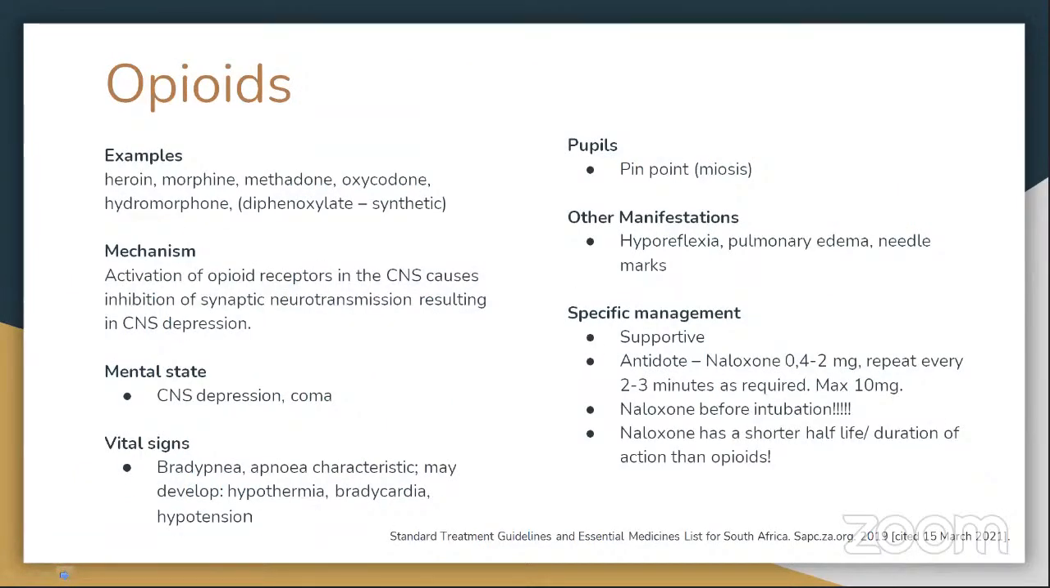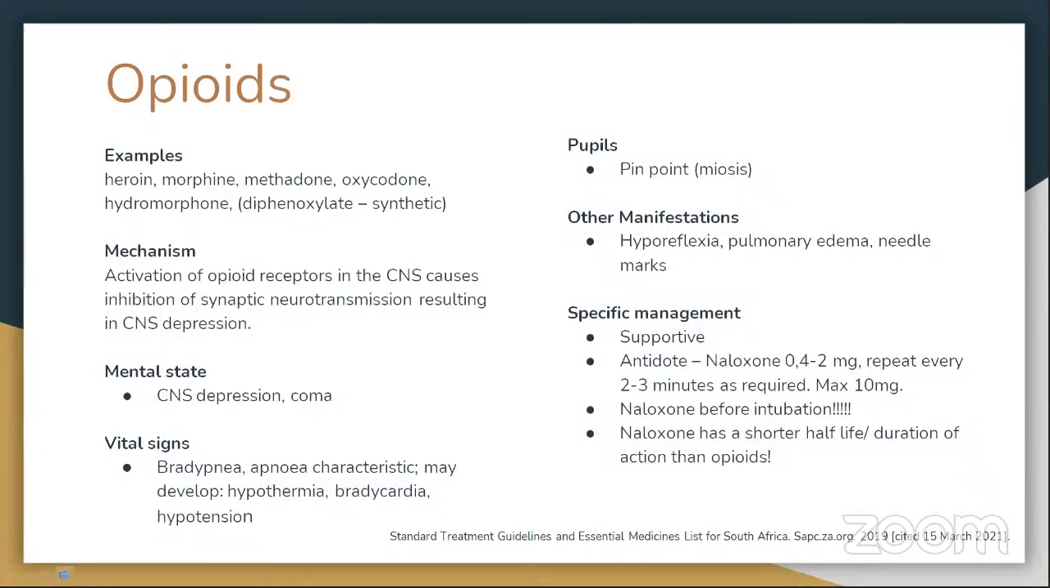There we are. Okay, so opioids, we're all familiar with opioids now. Well, hopefully not. So heroin, morphine, methadone, oxycodone, hydromorphone. Usually opioids are taken in combination with ethanol, which potentiates their mechanism of action, which is the activation of the opioid receptors in the CNS, causing inhibition of the synaptic neurotransmitters, resulting in CNS depression.